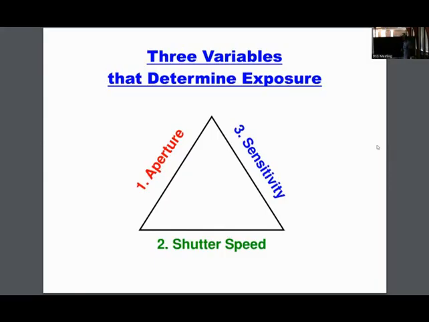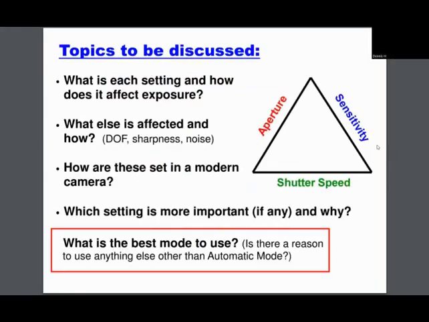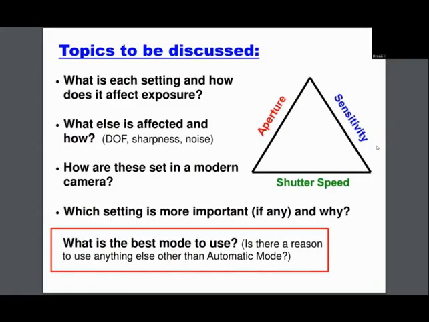Next. Here's what I would like to discuss. First of all, what is each variable and how does it affect the exposure? Second, what else does this variable affect? You will see the depth of field, the sharpness. How are these three variables set in a modern camera that we use today?